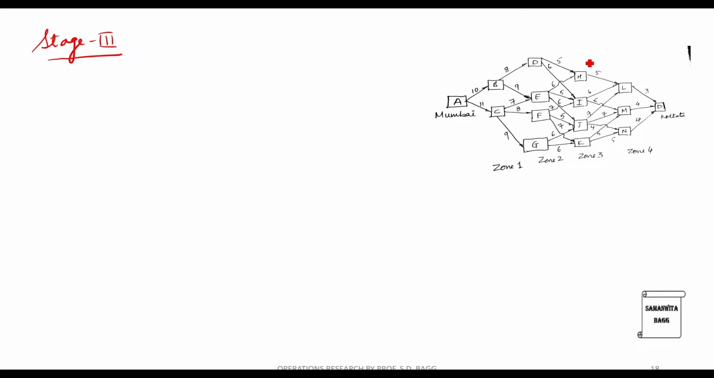So now we will look at this zone H, I, J and K. We will start with A, D, H. A to D is 18, D to H is 5, so this becomes 23. I can also calculate AEH. A to E was 18, E to H is 6, so this becomes 24. I have completed for H. Next I'll go to I.